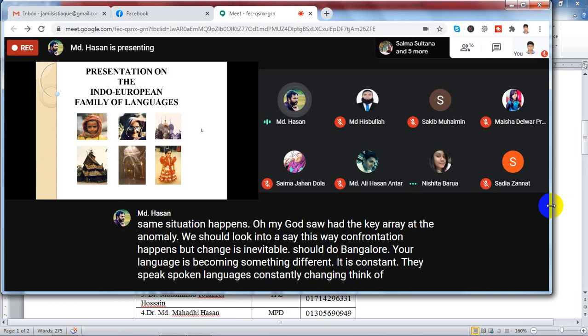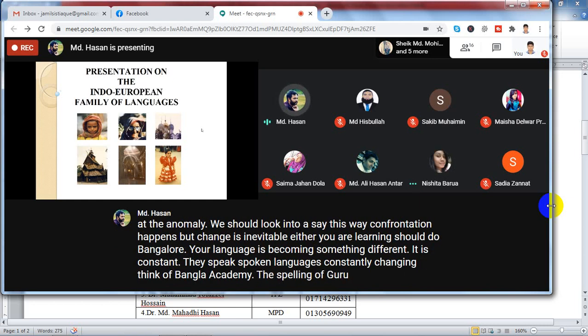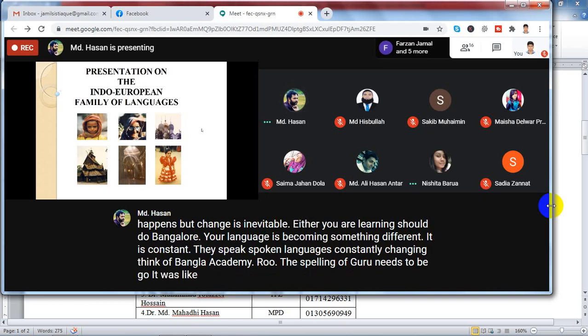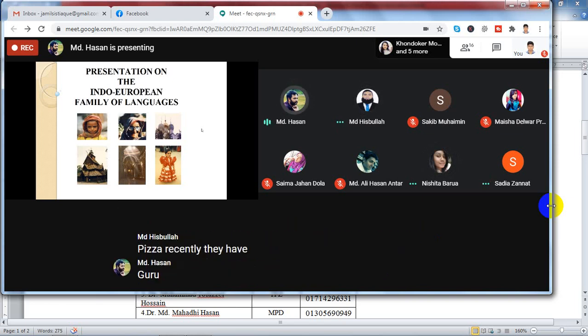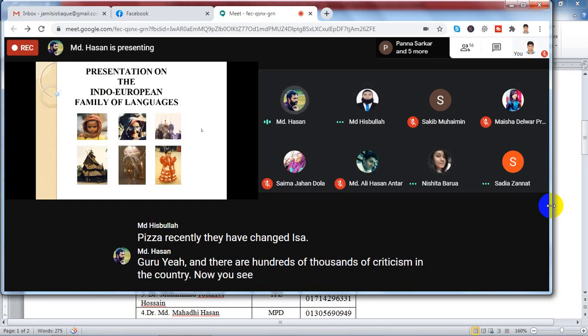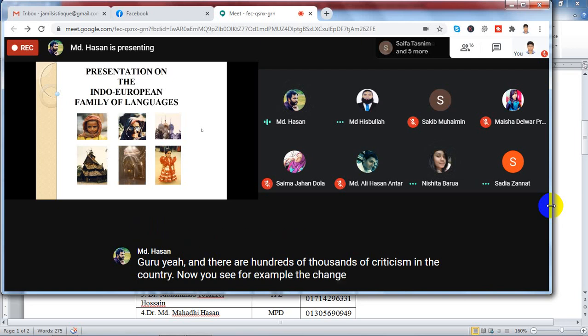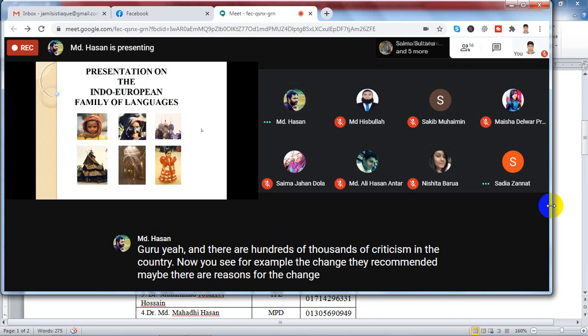Think of Bangla Academy. The spelling of Guru needs to be Goru. It was like Go, Ro, Roshuka, right? Now it is Go, Ukar, Go. Yes, sir. Recently they have changed it, sir. Yeah, and there were hundreds of thousands of criticisms in the country. Now you see, they recommended the change. Maybe there are reasons for the change. Maybe there were people who went against it, right? Yes, sir. So any change is not welcome.